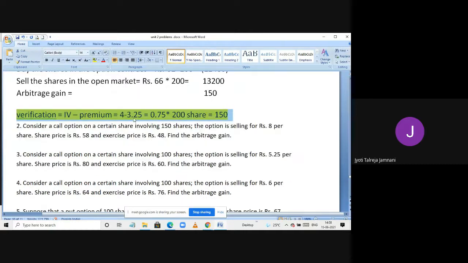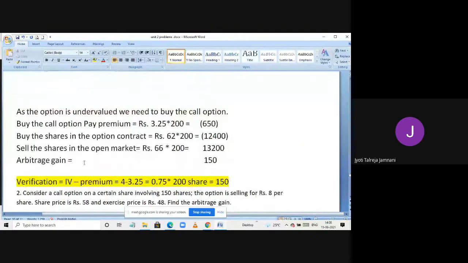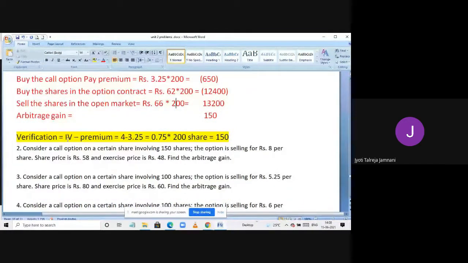This is a shortcut way, but if you do this in the exam, you will not get marks. They want all these steps. At least this much they need. You buy, you sell. This is important for the exam. This is just for verification.